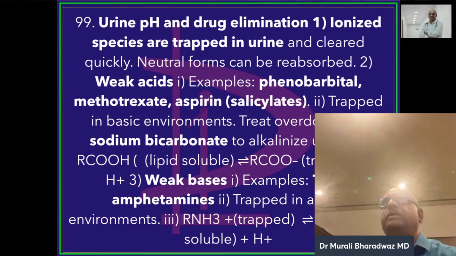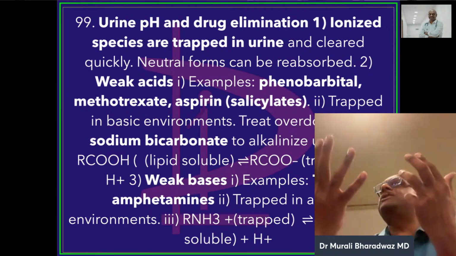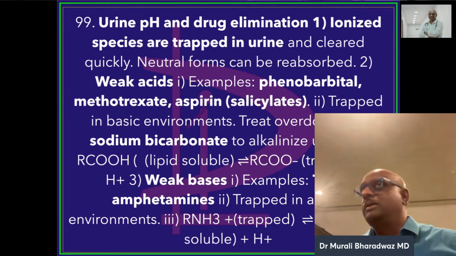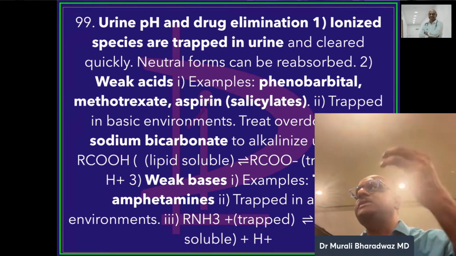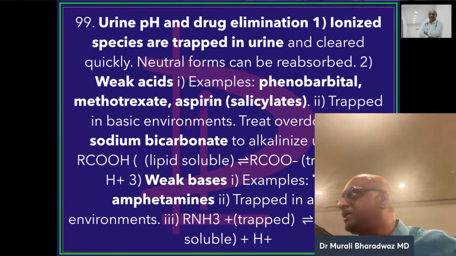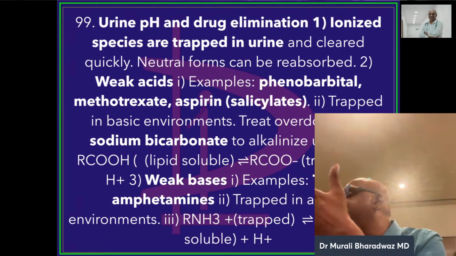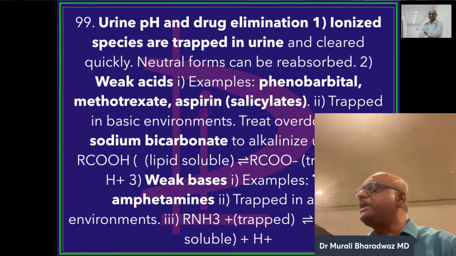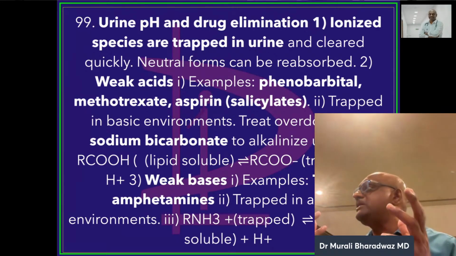Now, what is the effect of urine pH on drug elimination? Any drug which is in an ionized state will be trapped in the urine and lost into the urine, into the toilet. Whereas if that drug is not ionized, then it will be reabsorbed. So whenever drug toxicity is there, to eliminate it, we need to ionize it.